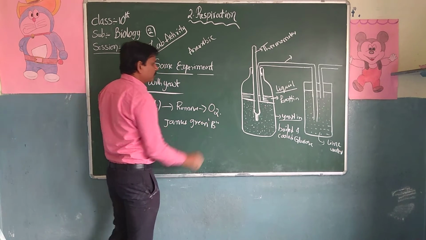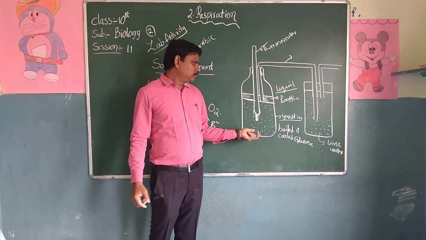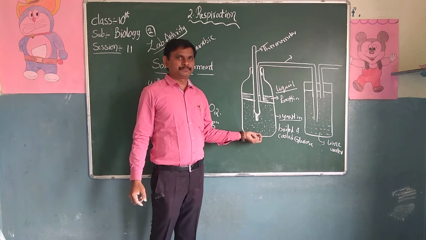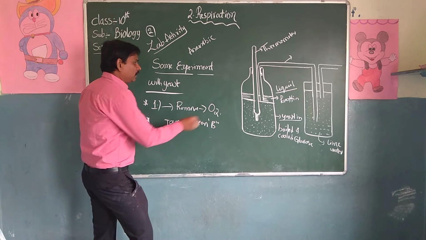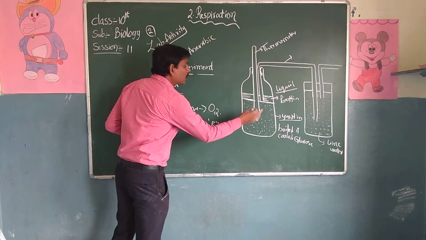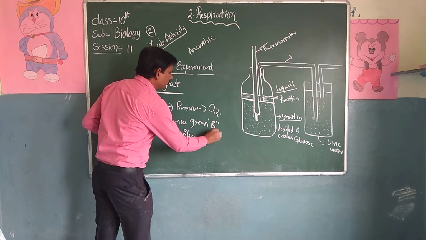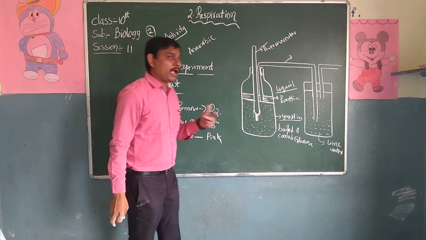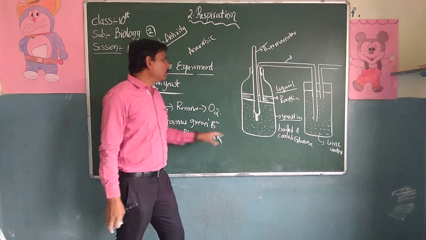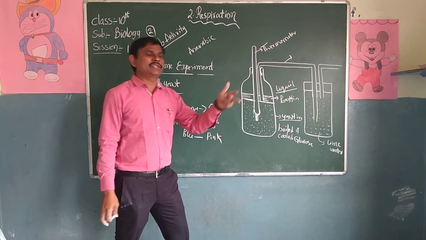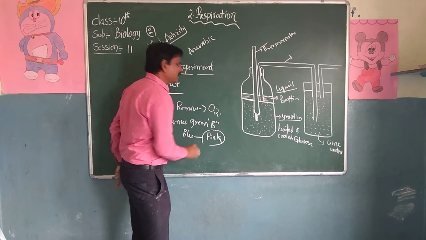On the given solution, before adding yeast, take a small portion of glucose. Then we have to add Janus green B. What happens? The blue dye will turn into pink color. When we add the Janus green B into glucose, the blue dye turns pink.